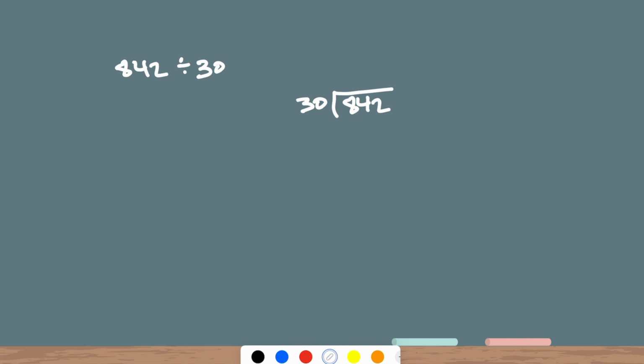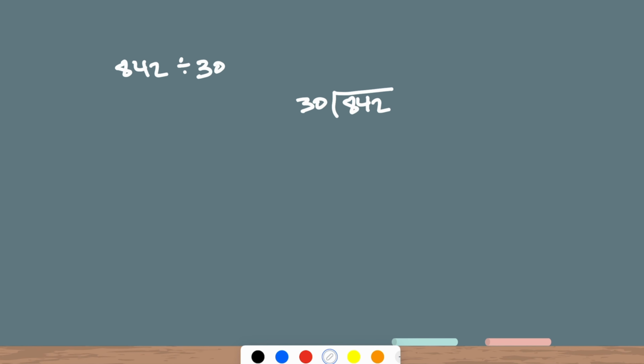Okay, so first step is to take this 8 divided by the 30. However, you've noticed that 8 is too small to be divided into 30. So we're going to move on to the second number, which makes this 84. We're going to take 84 divided by 30. So the way I like to do this is kind of start with the first number, which is 3, and then the 8 right here. So how many times can a 3 go into the 8? So in this case, it's 2.